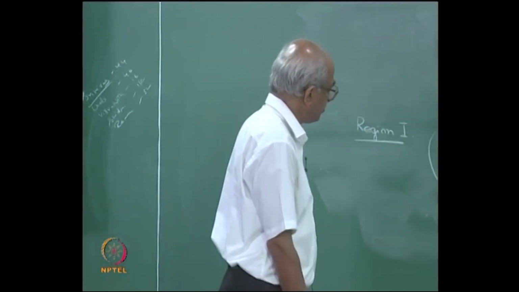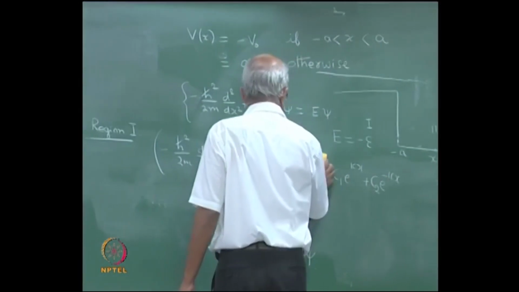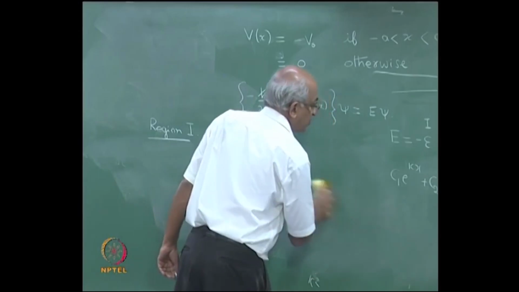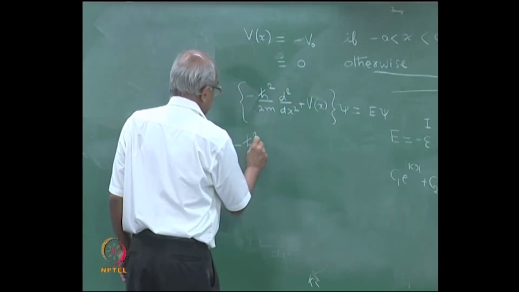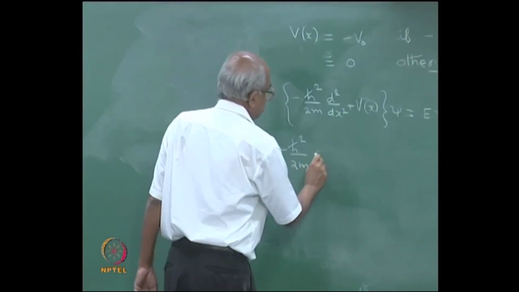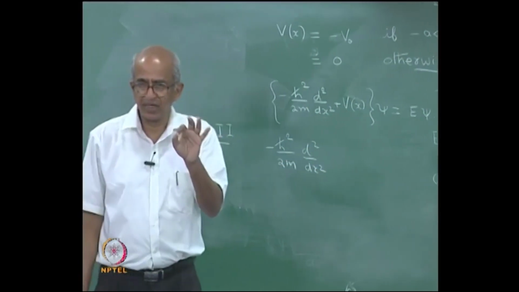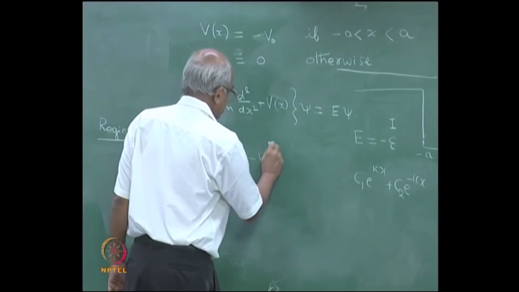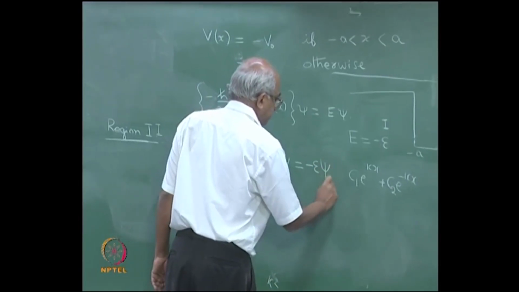So, what will happen in region 2? In region 2, this differential equation becomes minus h cross square by 2m d square psi by dx square. What is the potential energy of the system? If the particle is in that region, then this is minus V0, psi is equal to minus epsilon psi. This is the differential equation.